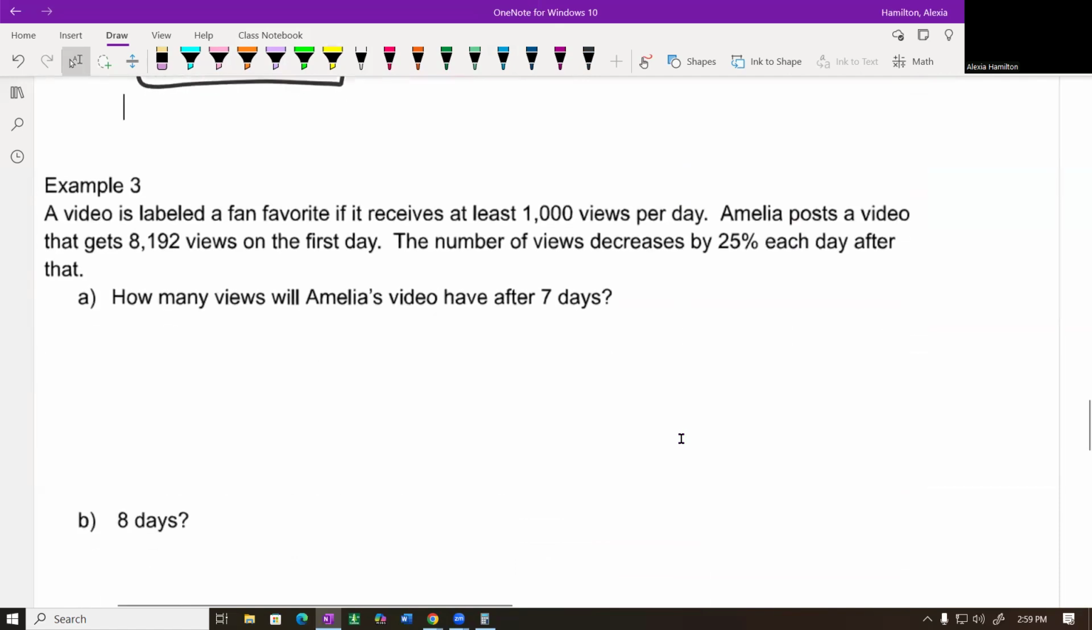Okay, example 3. A video is labeled a fan favorite if it receives at least 1,000 views per day. Amelia posts a video that gets 8,192 views on the first day. This is our starting amount. The number of views decreases by 25%. So 1 minus 0.25. That's my multiplying pattern each day after that.